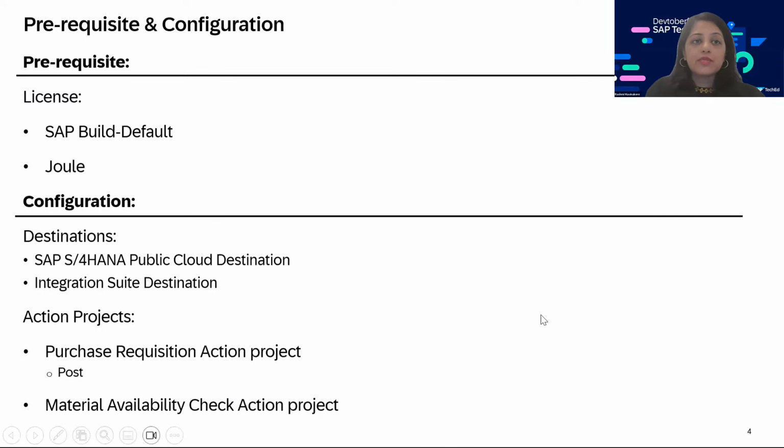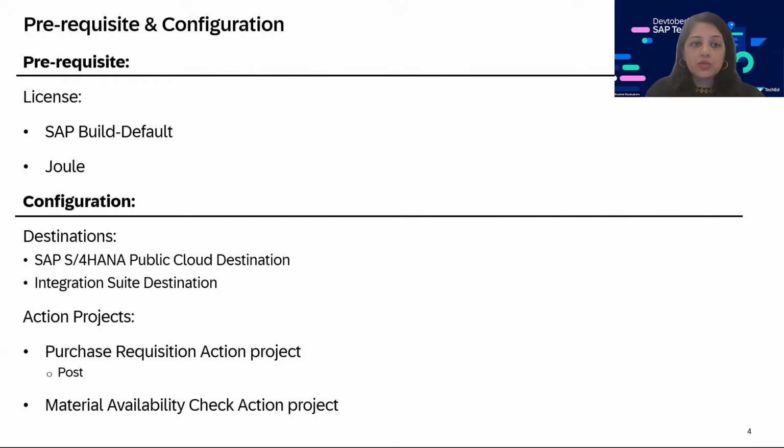Let's look at the prerequisites and the configuration required for today's hands-on. The prerequisites are SAP Build Default and Joule licensing in the tenant so that Joule Studio can be made use of. For the configuration, we have to create a couple of destinations: an SAP S/4HANA Public Cloud destination so that we connect to the backend, and an Integration Suite destination, which is required for the intermediate messaging events.